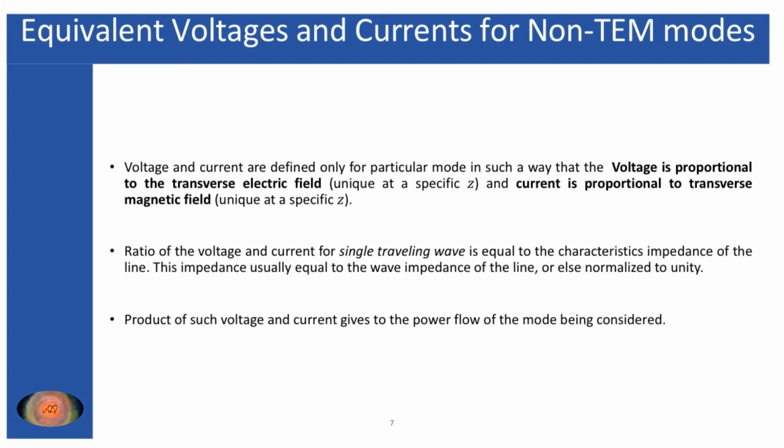And the third one is that the product of such voltage and current gives the power flow of the mode being considered. It is also obvious from the definition of the cross product between the electric field and magnetic field, because their cross product is interpreted as the Poynting vector, which is responsible for carrying the power of the electromagnetic field. So as the electric field becomes proportional to the voltage and the magnetic field becomes proportional to the current, their product obviously should represent the power flow for that particular mode.